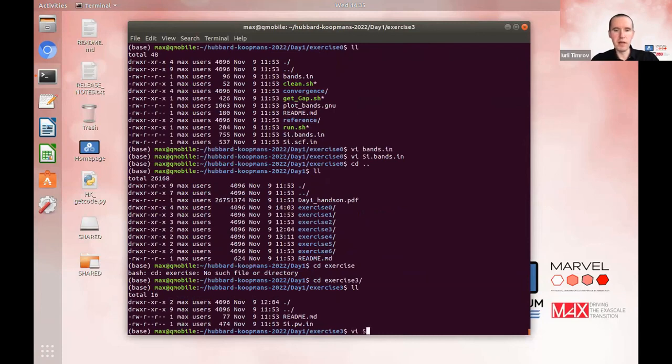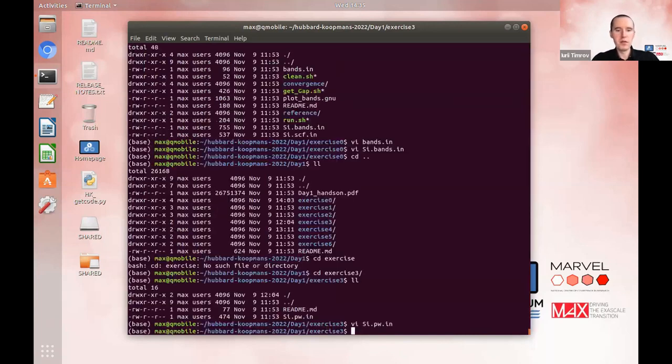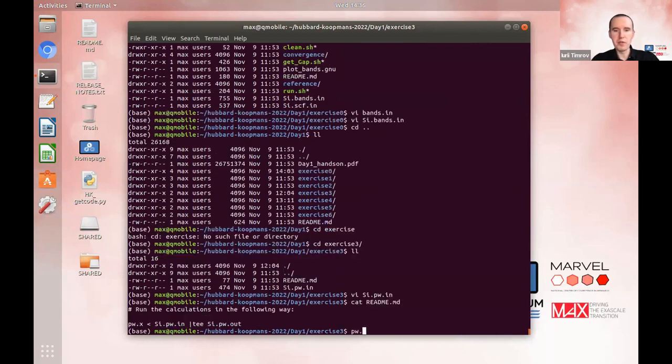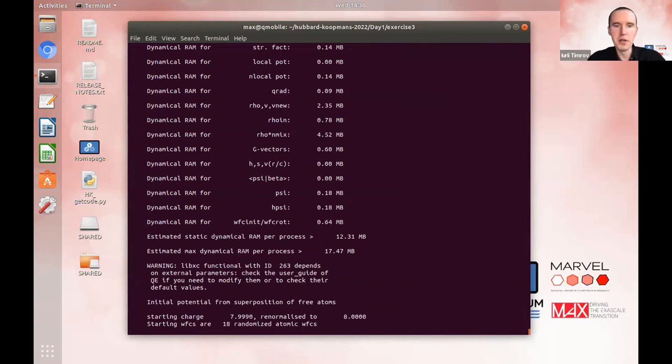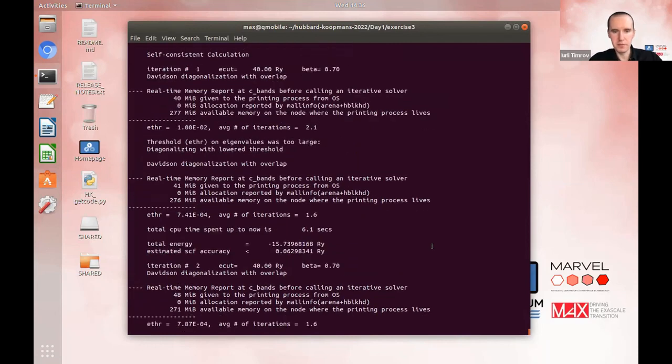Okay, so here we see the input file for silicon that we just saw in the presentation. We use the SCAN functional, input_dft equals scan, and we use a cutoff energy of 40 Rydberg, and the SCAN pseudopotential for silicon. We run the calculation as usual with the PW program. We type pw.x, read the input, write the output in silicon.pw.out, and submit the calculation. On my computer, it will take around 20 seconds, which is quite fast.